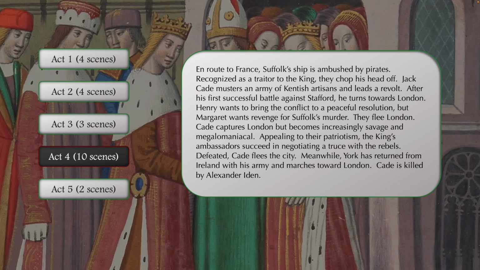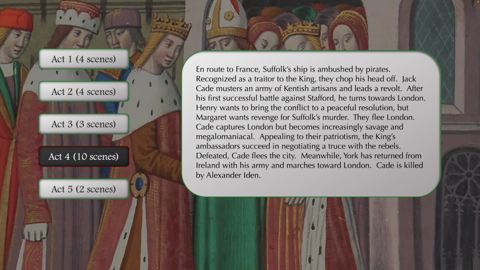Jack Cade musters an army of Kentish artisans and leads a revolt. He has a really successful battle against a man named Stafford, and after that, he turns his forces towards London. Henry wants to bring the conflict to a peaceful resolution, but Margaret's walking around cradling Suffolk's head, and she wants revenge for his murder. They wind up having to flee London because Cade is successful. He captures the city, but in the process, he becomes increasingly savage and megalomaniacal.